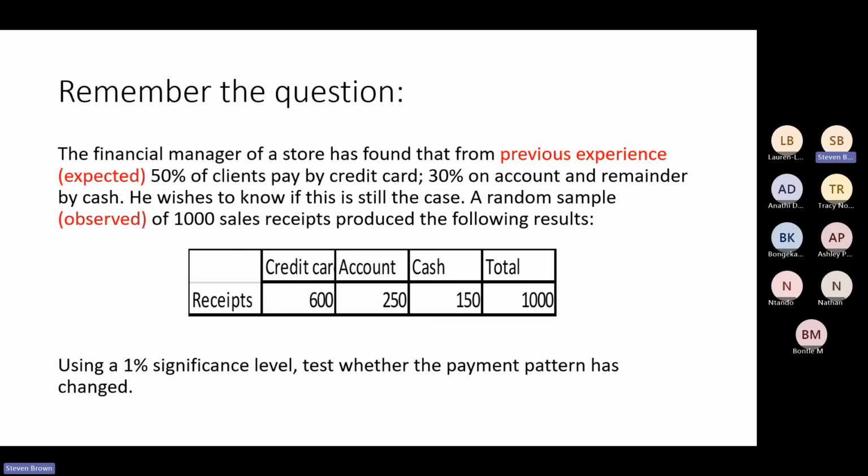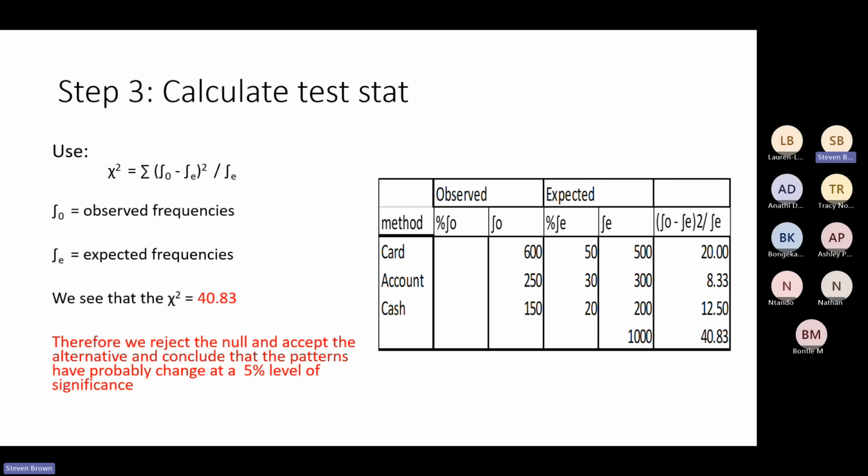And it's 600, 250, and 150. So that's what we found. That's what we've observed, okay? So the observed is 600, 250, and 150. What did they expect, class?